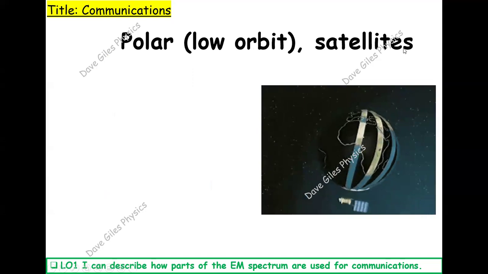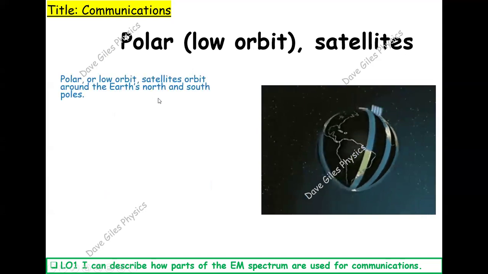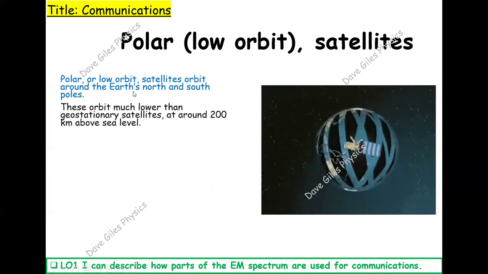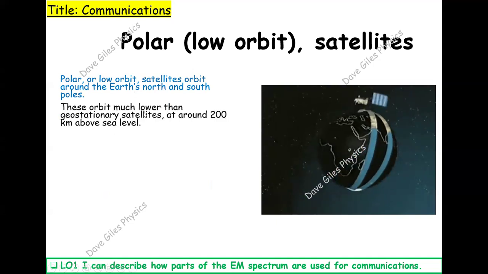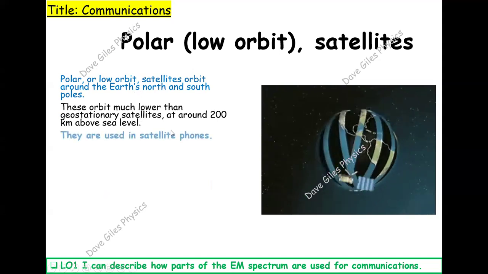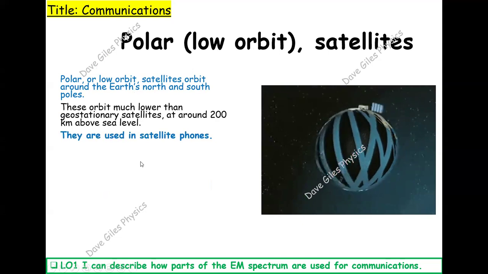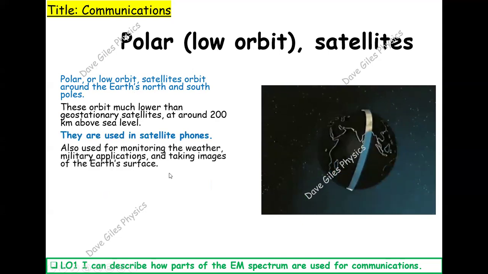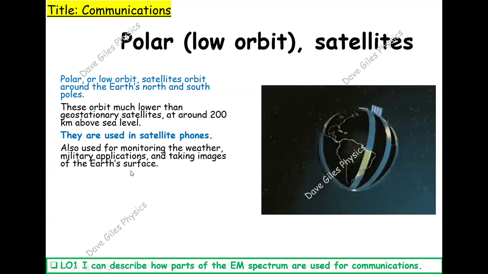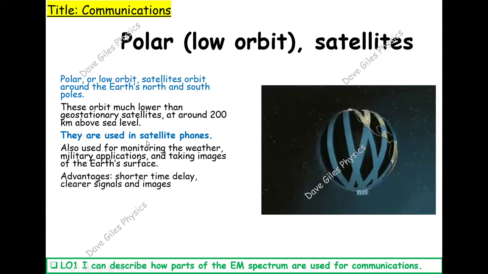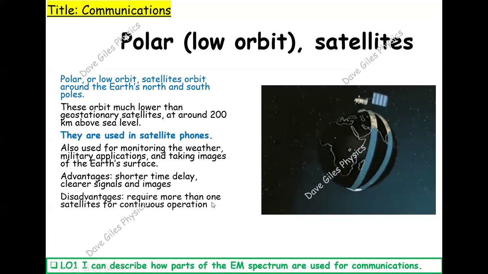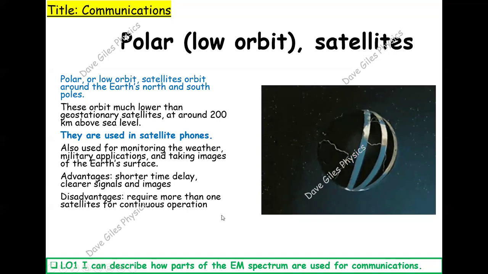Now, we've also got polar low orbit satellites. They go from north to south. These orbit much lower than the geostationary satellites, at around 200 kilometers above sea level. They are used in satellite phones, also used for monitoring the weather, military applications, and taking images of the Earth's surface. So one advantage is the short time delay, clear signal and images. The disadvantage is you require more than one satellite for continuous operation.